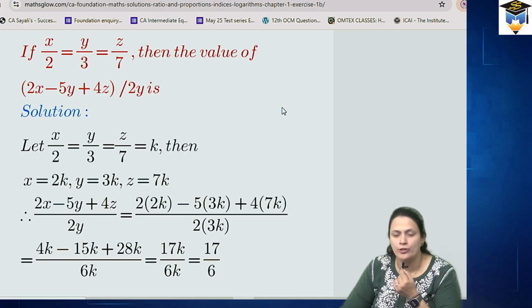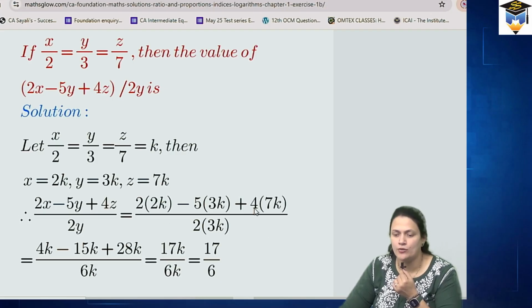So how am I going to write x? X is equal to 2 into k, y is equal to 3 into k, and z is equal to 7 into k. So substitute it over here. So what is the value of x? X you will substitute as 2k, y you will substitute as 3k, and z you will substitute as 7k.